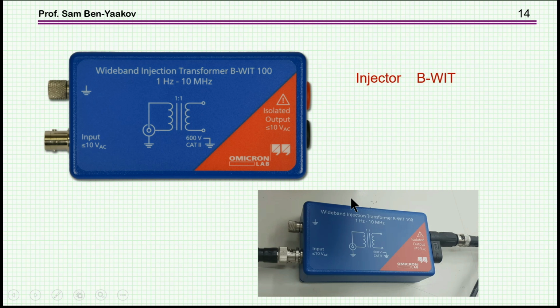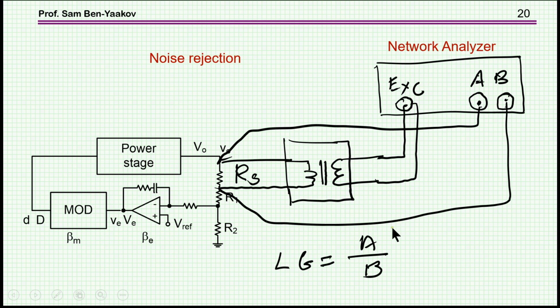Also, we need an injector. So this is the injector by Omicron, the B-WIT 100. It's an injector that provides isolation, and it should provide, of course, a bandwidth which is compatible with the analyzer or close to it, so that you can run your analyzer. The issue that I wanted to test is how well the analyzer is capable of extracting the signal from noise or from an interfering signal.